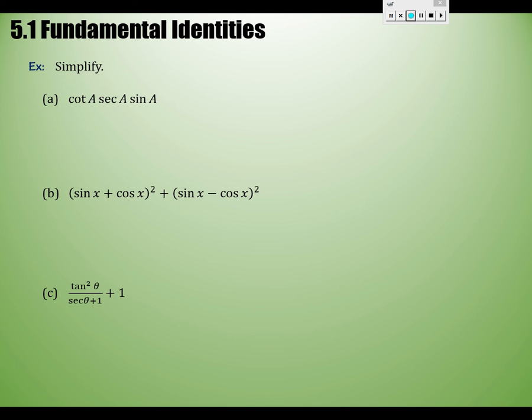That's just one. Okay, so that's cosine over sine. That's 1 over cosine, cosine, cosine, sine. My second one. That's cosine over sine, right? And secant is 1 over cosine.